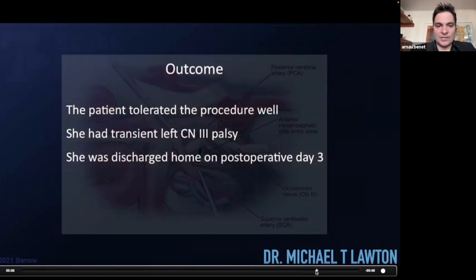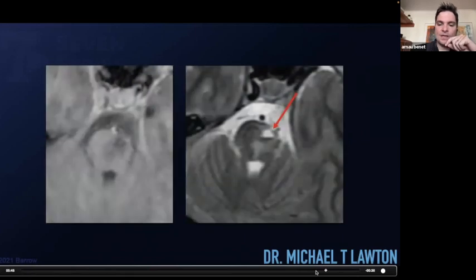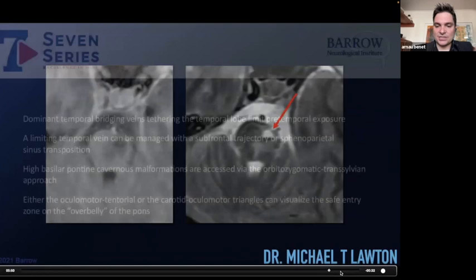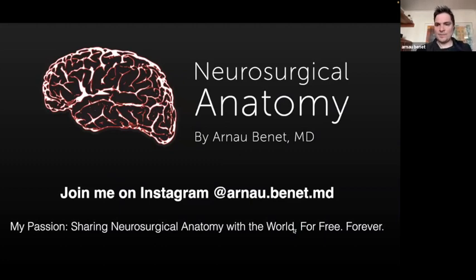On the post-operative, the patient had a little bit of third nerve palsy that recovered on 6-month follow-up. And here we have the post-op showing a complete resection of that cavernous malformation. So that is just one example of our indications for orbitozygomatic at this point. And that concludes my presentation.